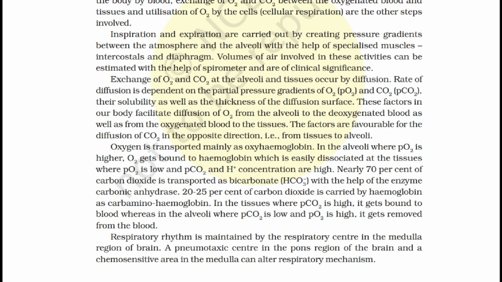Respiratory rhythm is maintained by the respiratory center in the medulla region of brain. A pneumotaxic center in the pons region of the brain and a chemosensitive area in the medulla can alter respiratory mechanism.